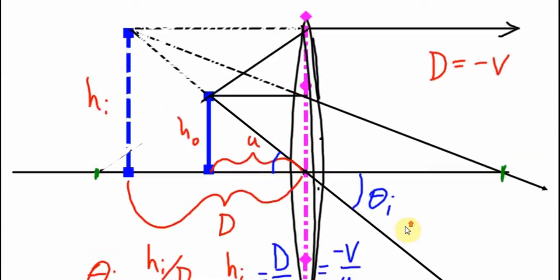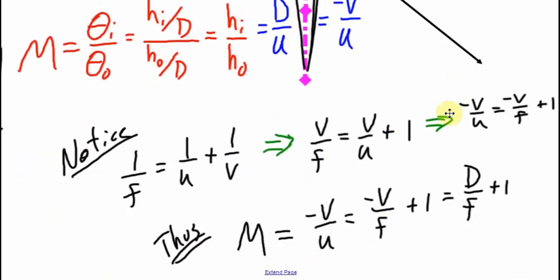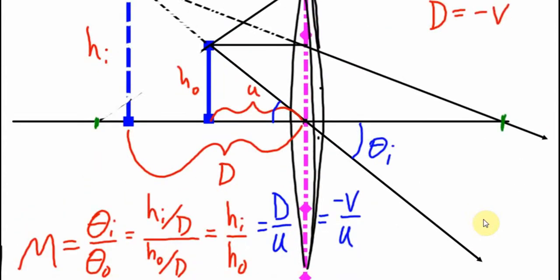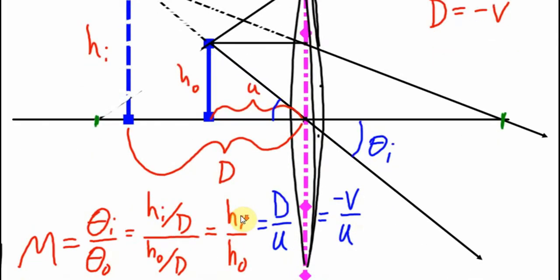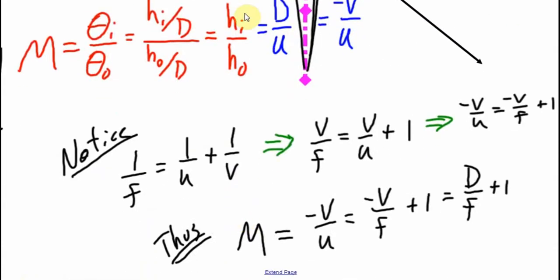We recall that d is equal to negative v. So I can substitute this negative v back for d. And I'm done. I have my d over f plus 1 is my angular magnification when I'm using a thin lens at small angles to magnify an object, and I'm focusing at the near point. So this is a magnifying glass at the near point, looking at the angular magnification, and we're able to derive d over f plus 1.